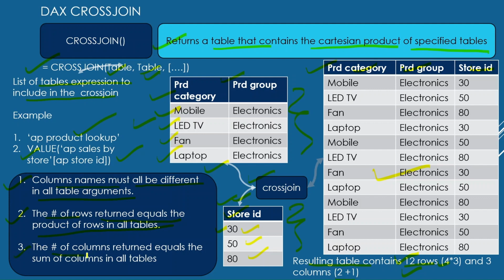The third point is the number of columns returned equals the sum of the number of columns in all the tables. So the table which is returned after the cross join must have a number of columns equal to the sum of the columns of all tables which participated in the cross join function. Here two tables have participated. One table has two columns, the second table has one column, so the total number of columns in this resultant table is 3. We can also validate that these two columns are coming from this table and this column is coming from this table.